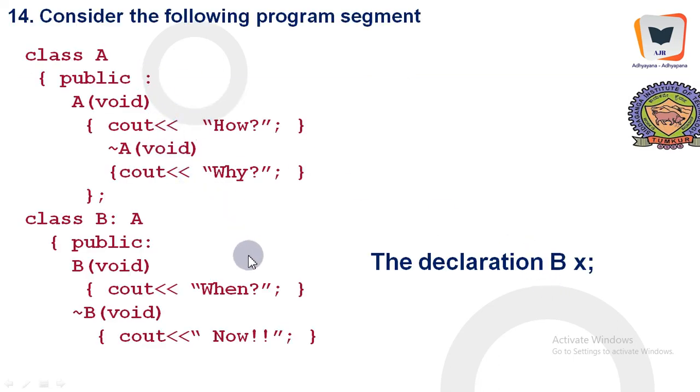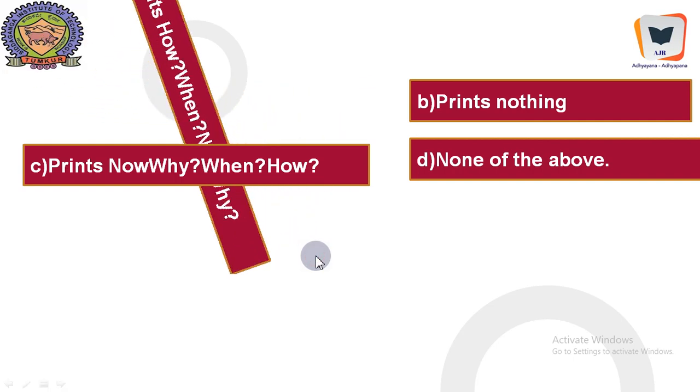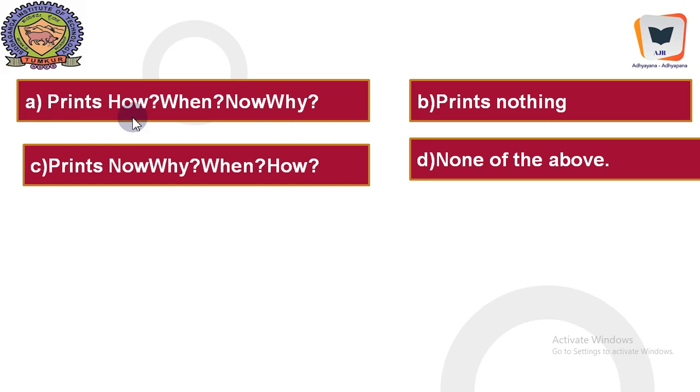So first of all, this is to be printed, then this is to be printed. So the constructor of A should be printed, and the constructor of B, that is the child class, is to be printed. So how, when, and then the destructor of this is to be printed because it should vanish from the screen. Then y is to be printed. Therefore how, when, now, why. This is the printf statement of the constructor, and this is the parent class, and this is now the destructor of the child class, and y is the destructor of the parent class.